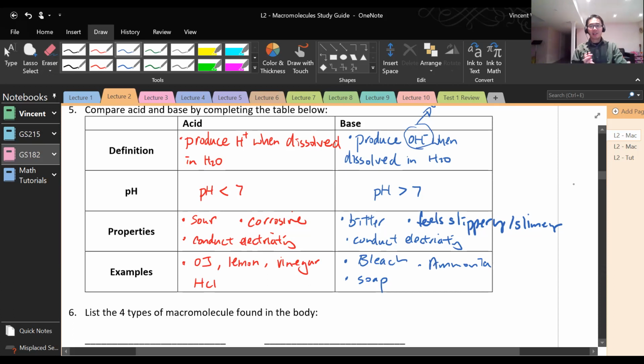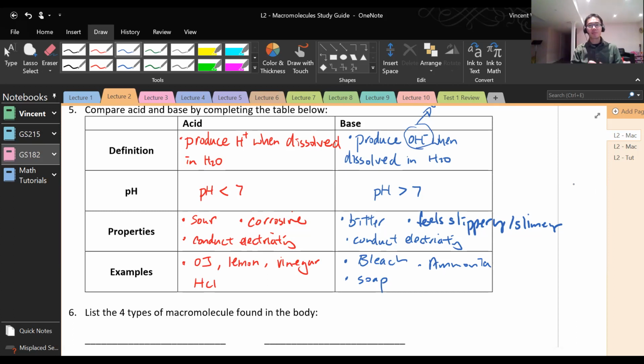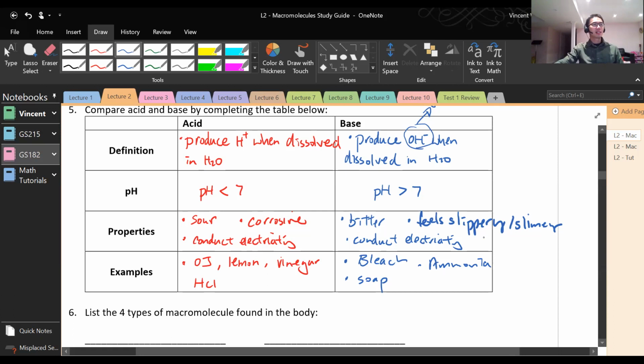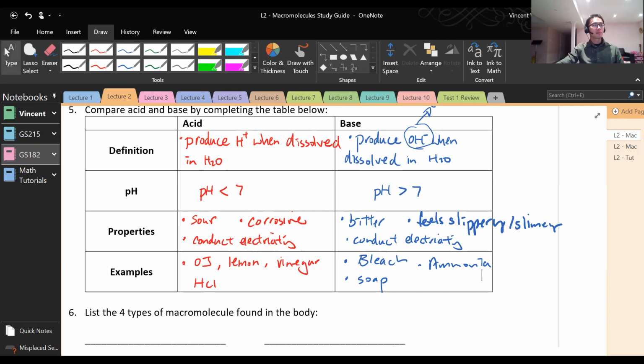Anywho, that's all the chemistry. Just want to do one more check. Any questions before we move on to the bio stuff? This is kind of like biochemistry, a little bit of both. Yes, Sita, I see that you've unmuted. Something you want to say?